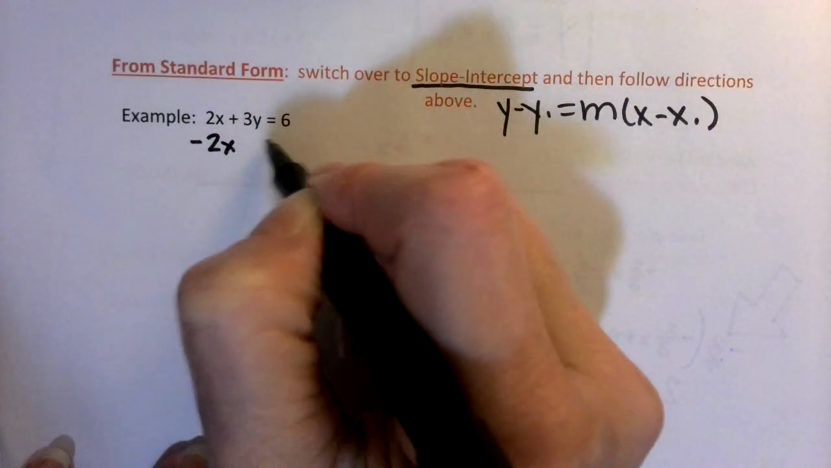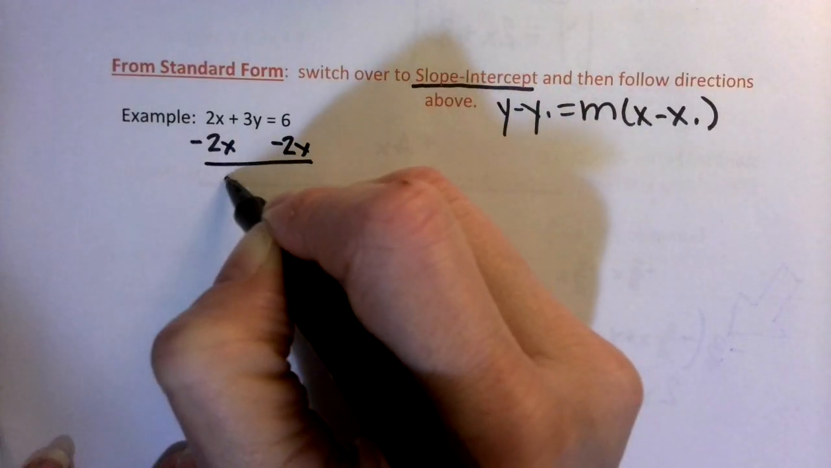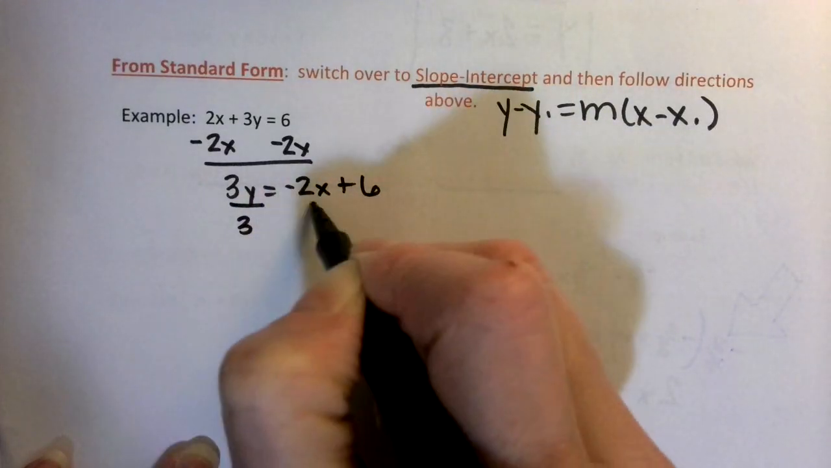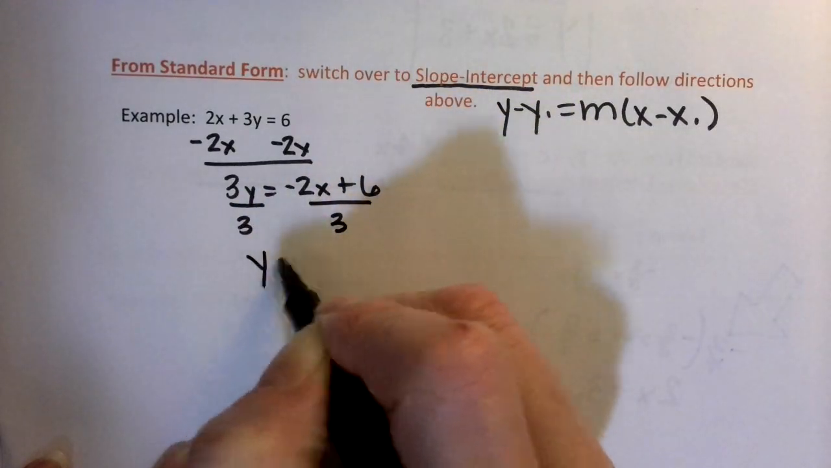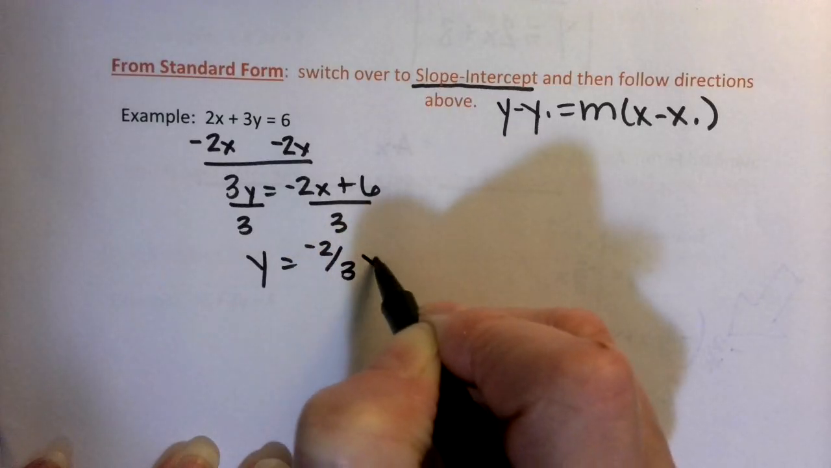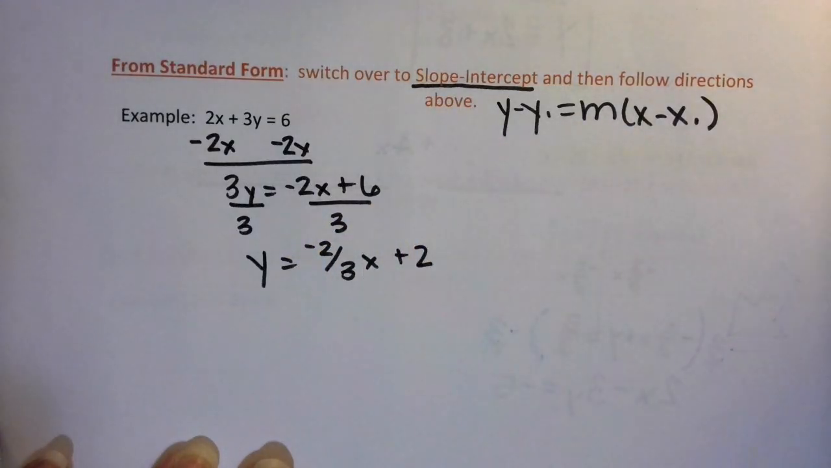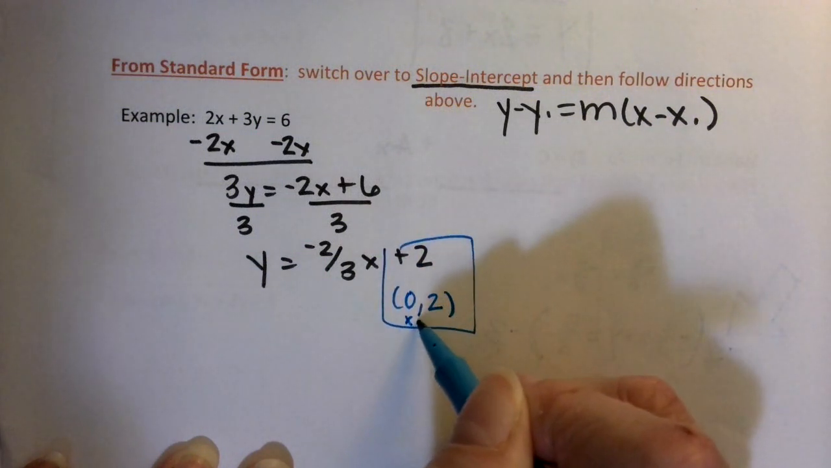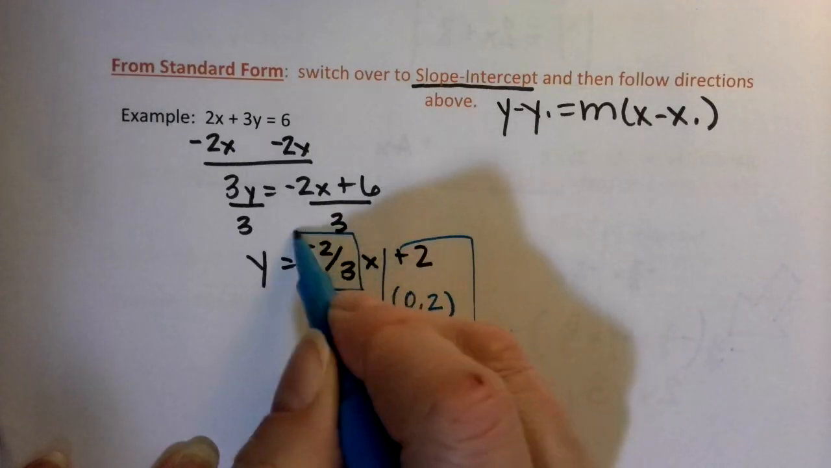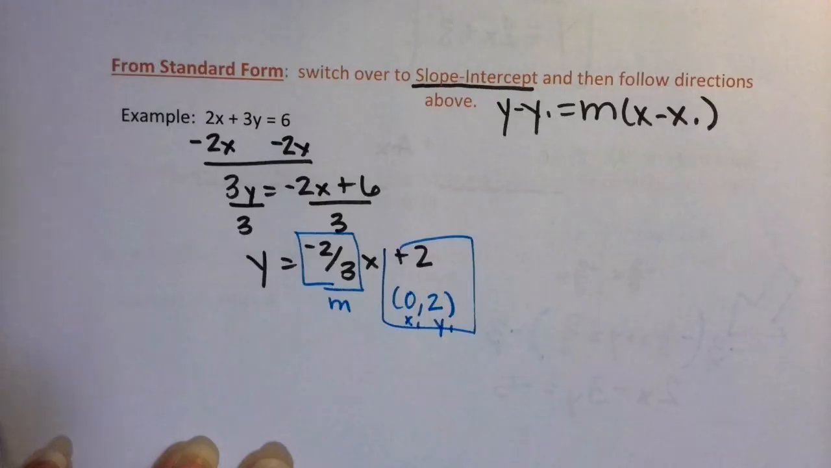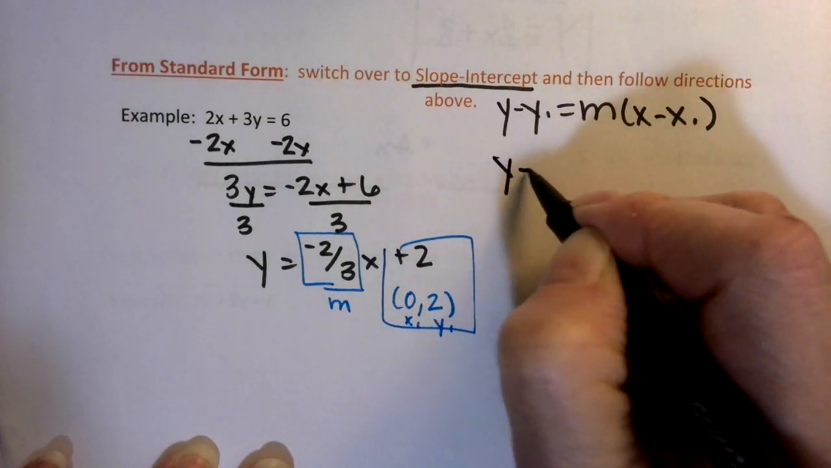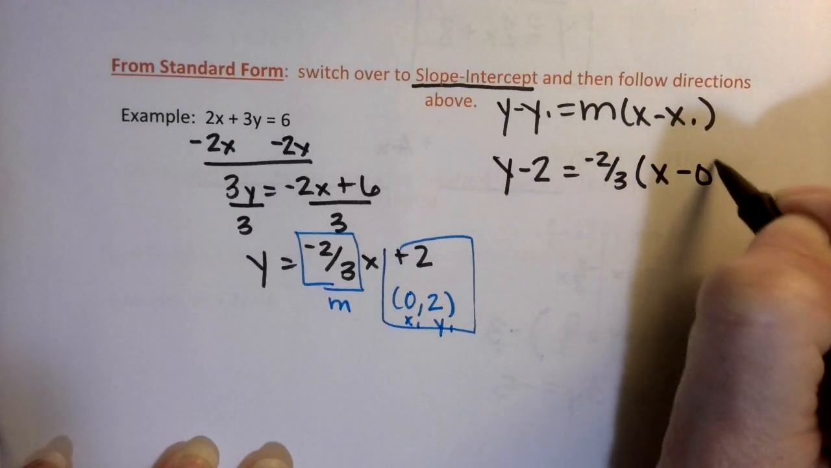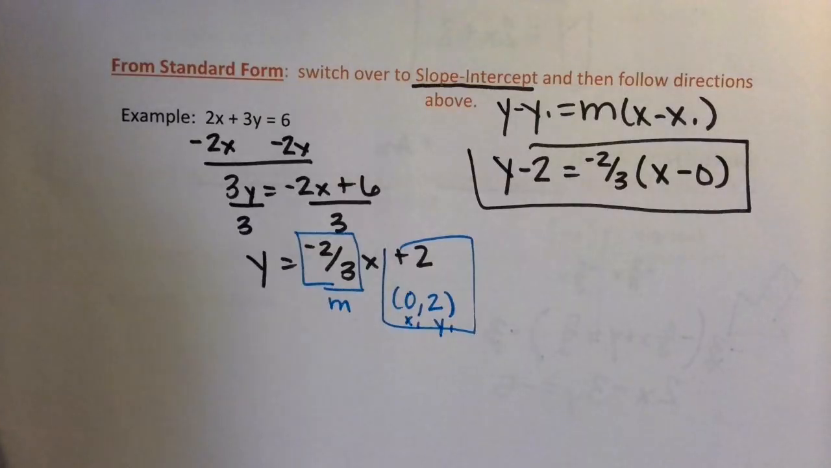So I subtract 2x, and I get 3y equals negative 2x plus 6. I divide both sides by 3, and I get y equals negative 2/3 x plus 2. Now the purpose in doing that was it gave me this point, 0, 2. So that's my x sub 1 and my y sub 1. And it gave me this slope. That's going to be m. So then I have y minus 2 equals negative 2/3 times x minus 0. And that'll be the form of the equation.